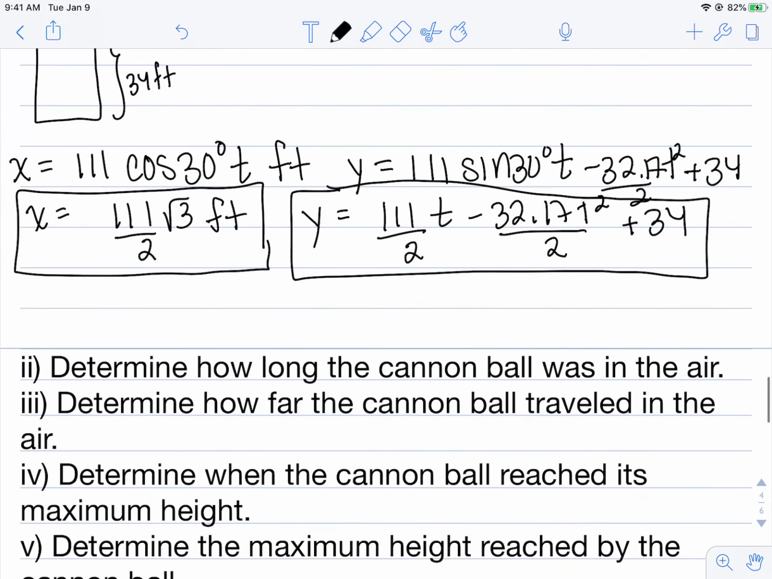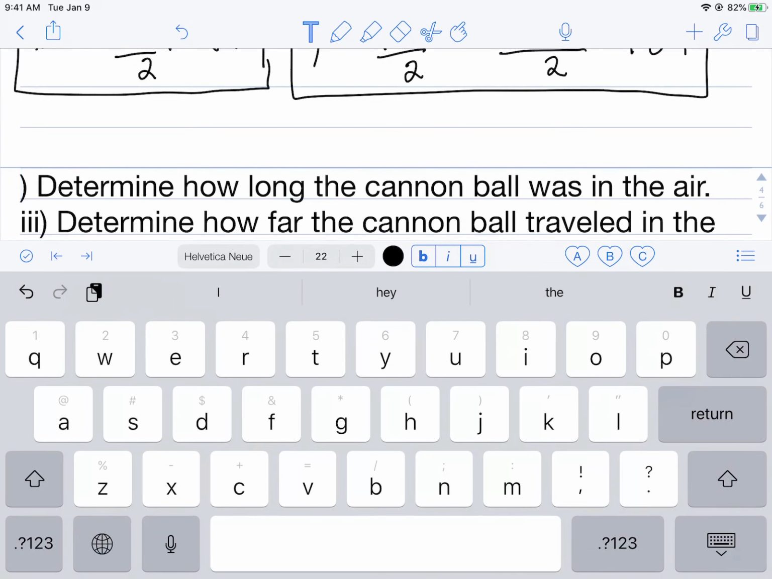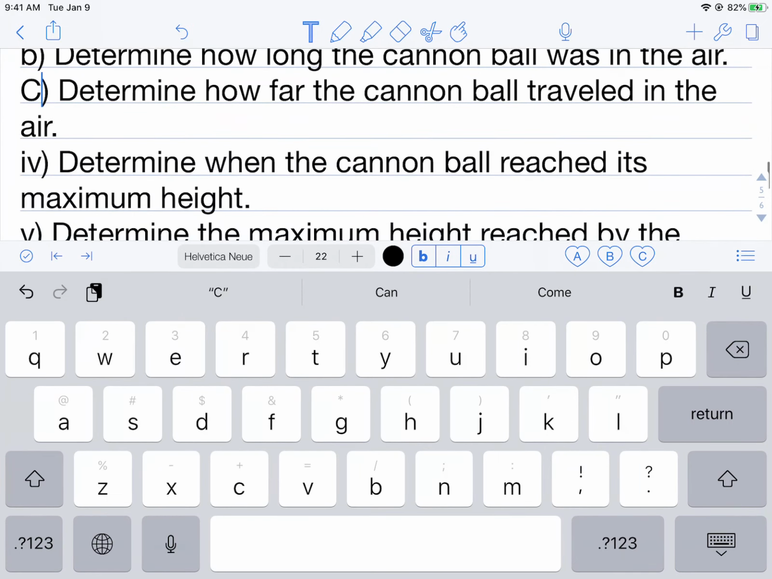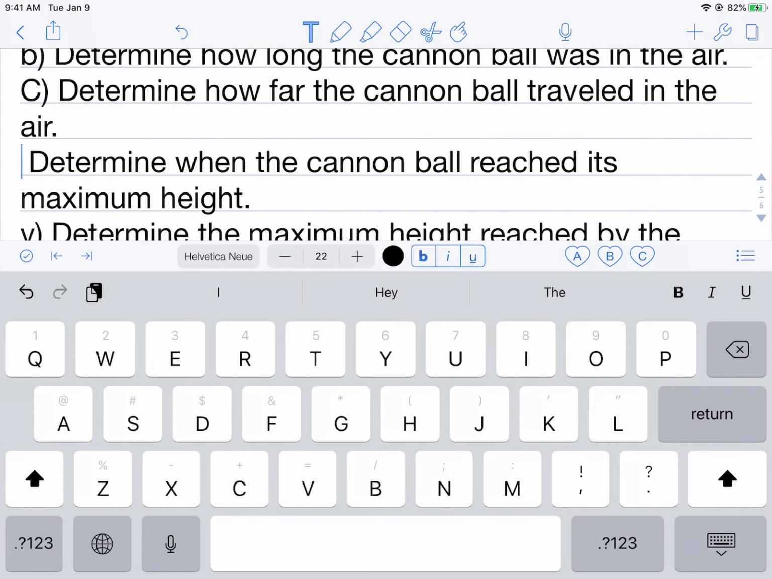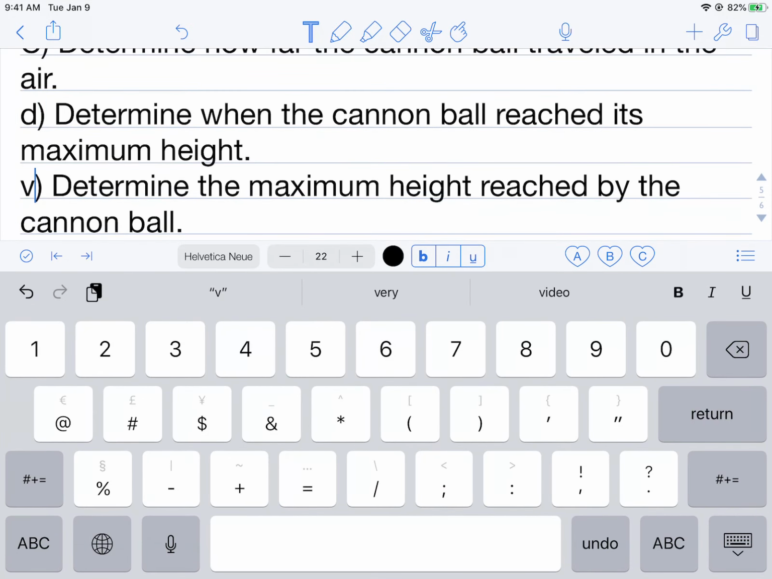Okay, let's try the next one. Let's call that B, just to be consistent with the previous problem. And then C, D, and E.